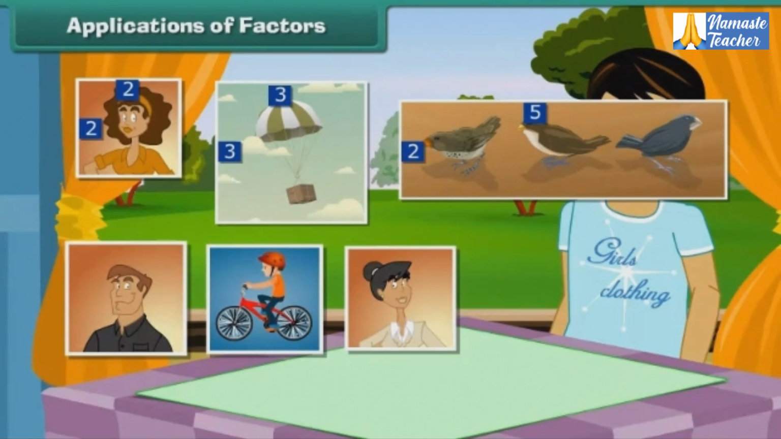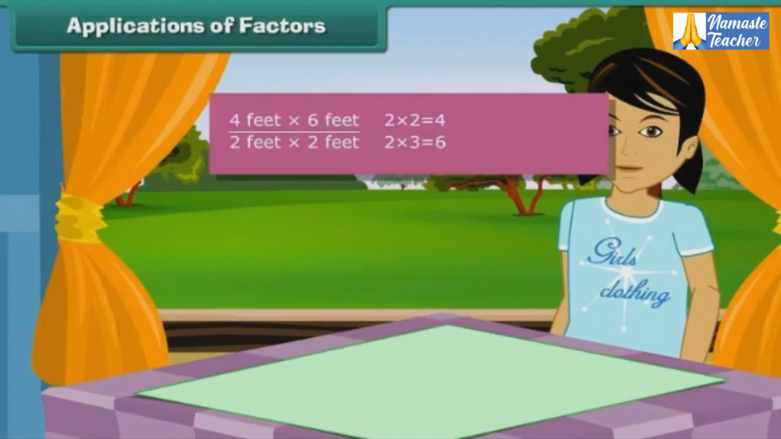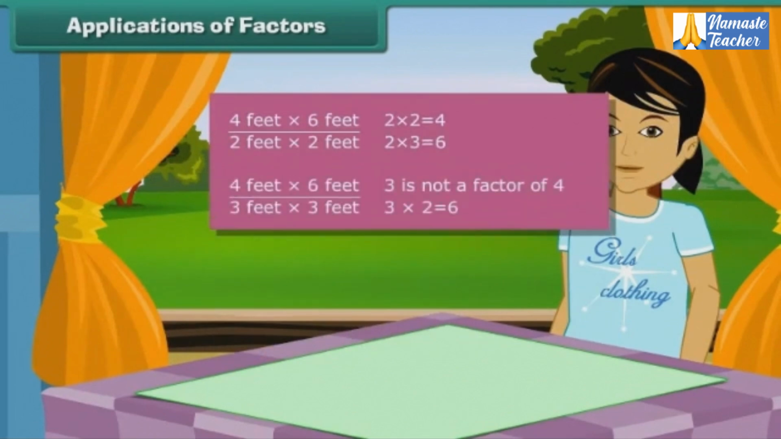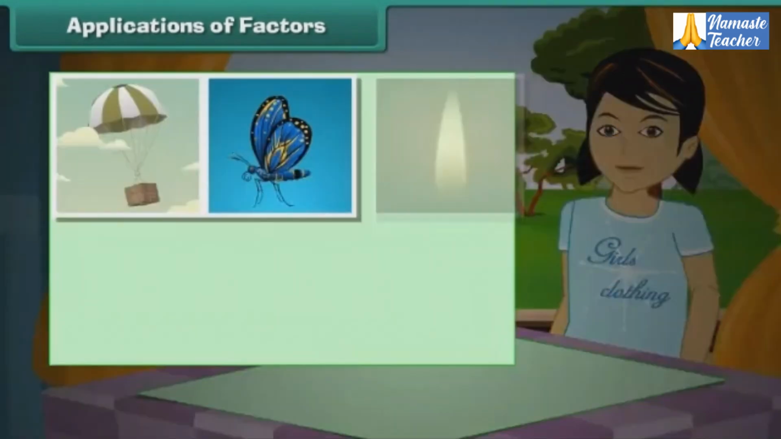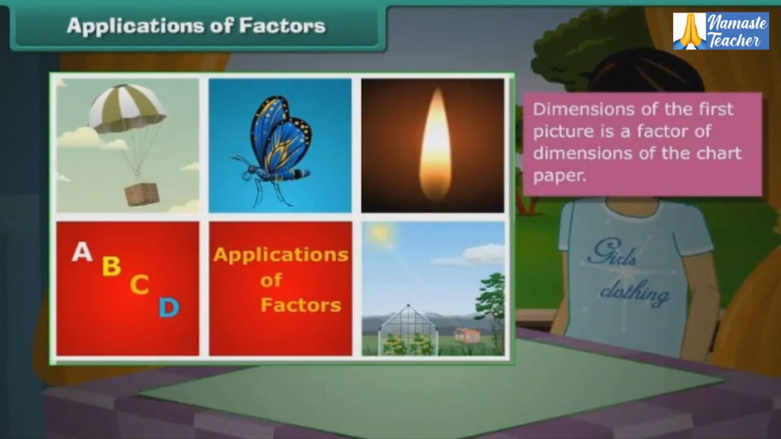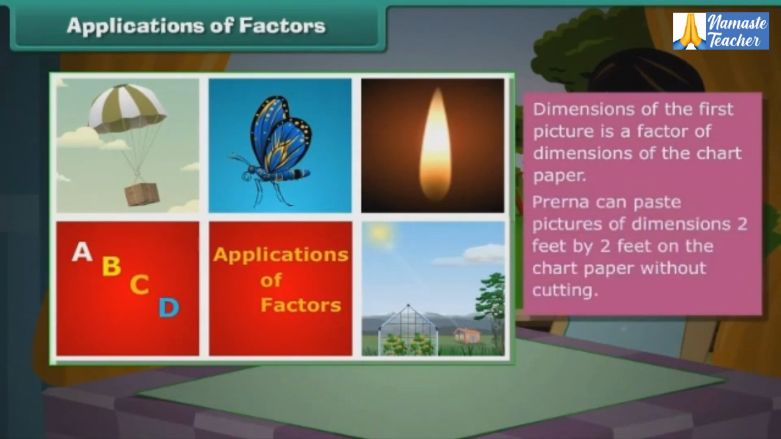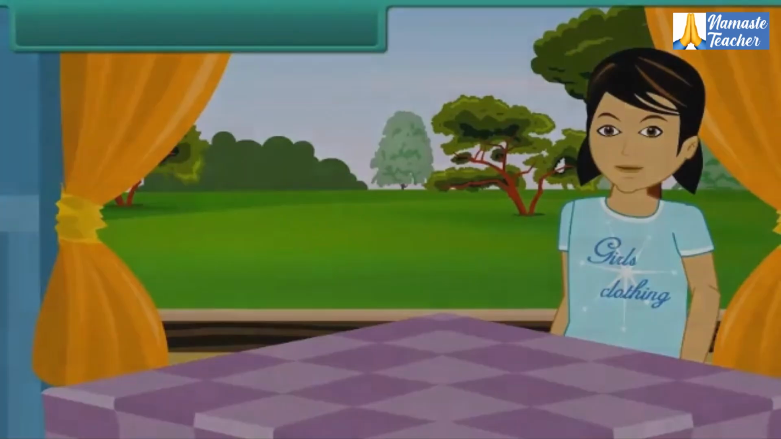Let us check if the dimensions of the pictures are factors of the dimensions of the chart paper. Dimensions of the first picture is a factor of dimensions of the chart paper. Therefore, Prerna can paste pictures of dimensions 2 feet by 2 feet on the chart paper without cutting.